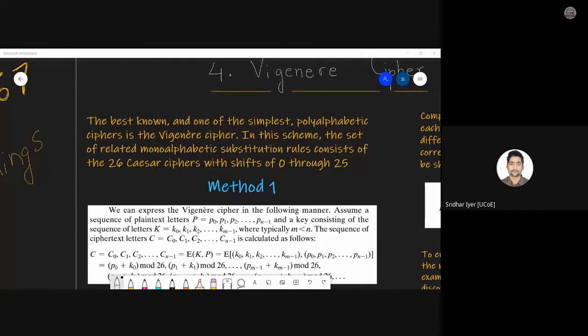If you are well aware of the Caesar cipher, then the Vigenère cipher is just, you can say, an application of that Caesar cipher. How so? Again, the Vigenère cipher can be solved using two different methods. I'm going to show both of the methods to you.